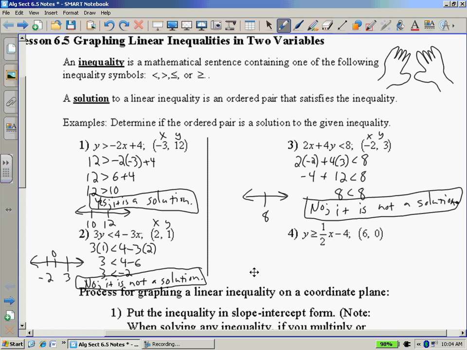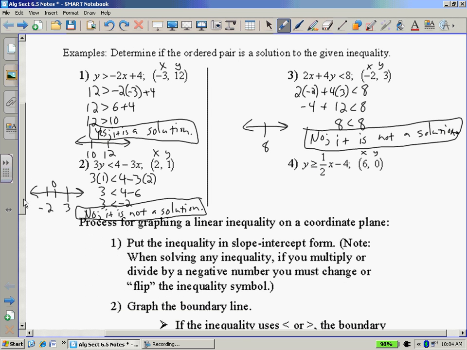Okay, number 4. Got x and y. Plug these in. So y is 0, is greater than or equal to 1/2 times x minus 4. Well, half of 6 is 3, or you could put the 6 over 1. Multiply 6 times 1, 6, 2 times 1, 2, and 6 divided by 2 would still be 3. Now, 0 is greater than or equal to 3 minus 4, which is negative 1. So 0 is greater than or equal to negative 1.